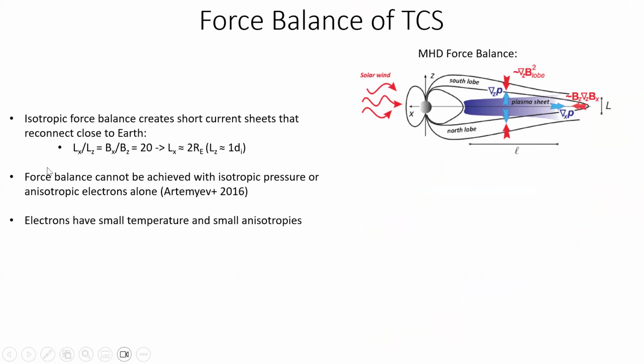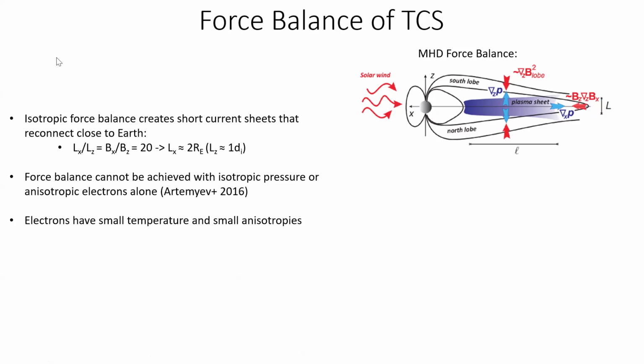And if you do that, you arrive at this relationship right here. This is the length scales of the current sheet along it and across it, compared to the upstream magnetic field in the lobe and the magnetic field in the current sheet. But we know from observations that Bx over Bz is about 20. And if that's the case, then the length of our current sheet down the tail should be about 2 Re. This is an order of magnitude less than the observations, which say that it should be like 20 Re.